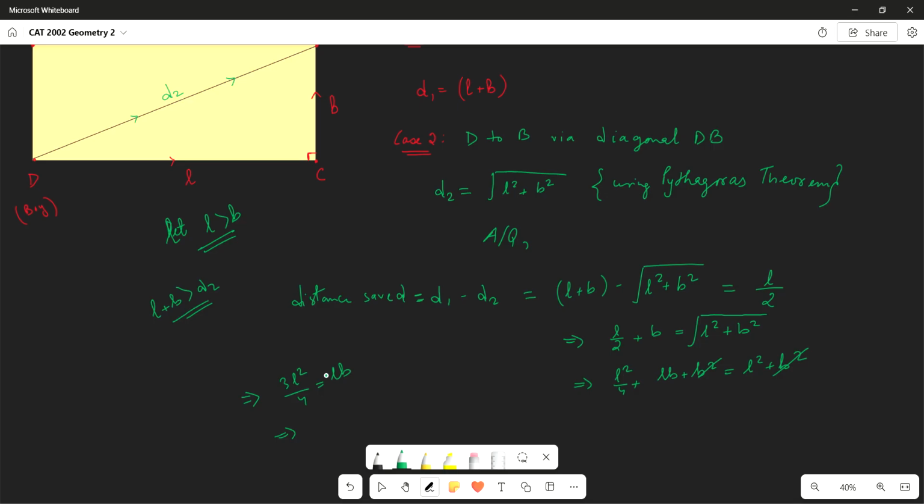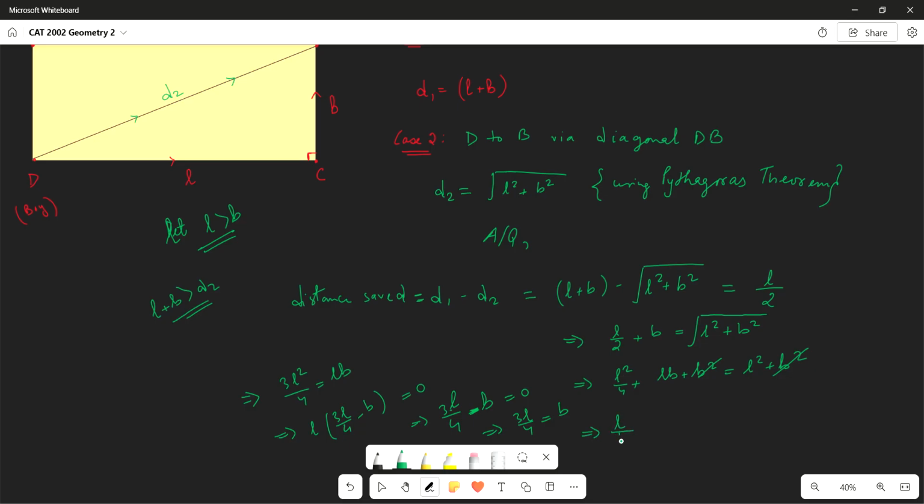Now I can cancel L because L is not equal to 0, or I can bring that L to the left hand side and take L common. So L times 3L by 4 minus B equal to 0. Now L cannot be equal to 0, because the length of the rectangle cannot be 0. So 3L by 4 minus B equal to 0, or 3L by 4 will be equal to B.